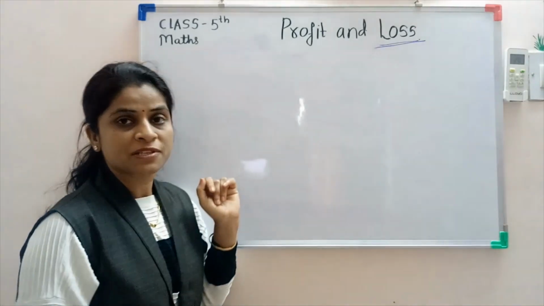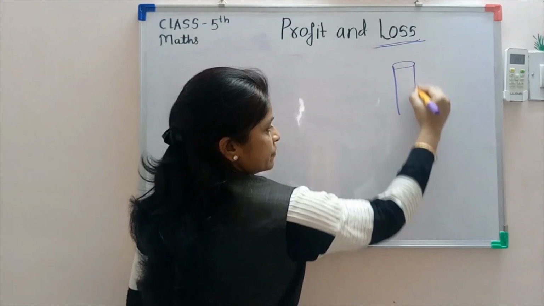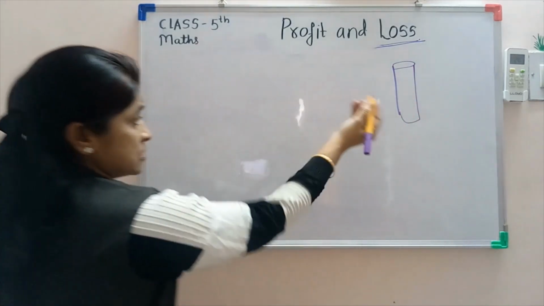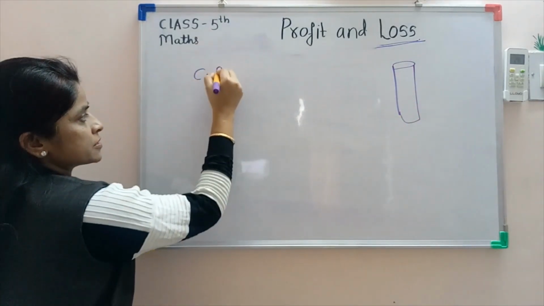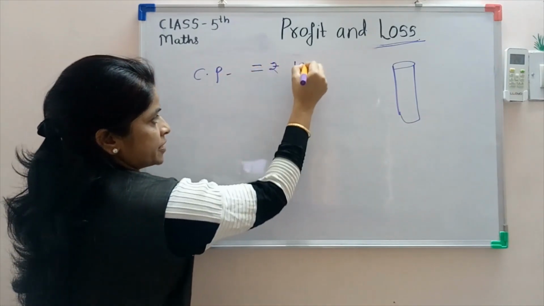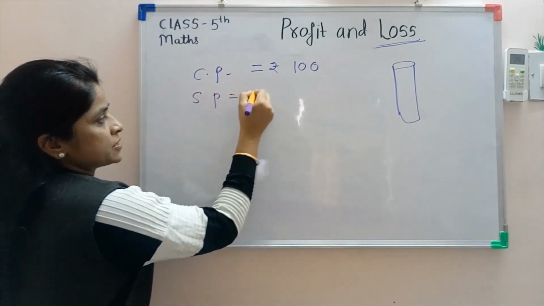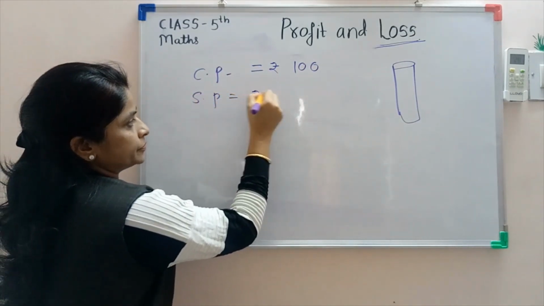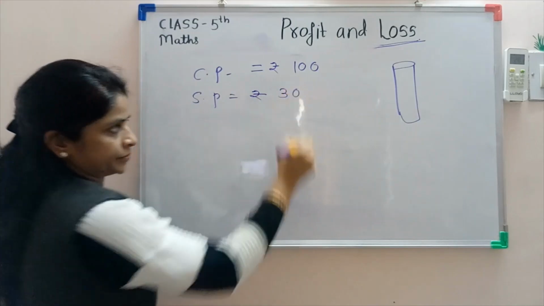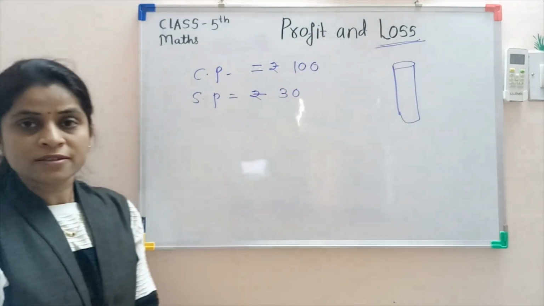Let's see one example students. Raju has one bottle. The cost price of the bottle is rupees 100 and the selling price of the bottle is rupees 30. Did he make profit or loss?